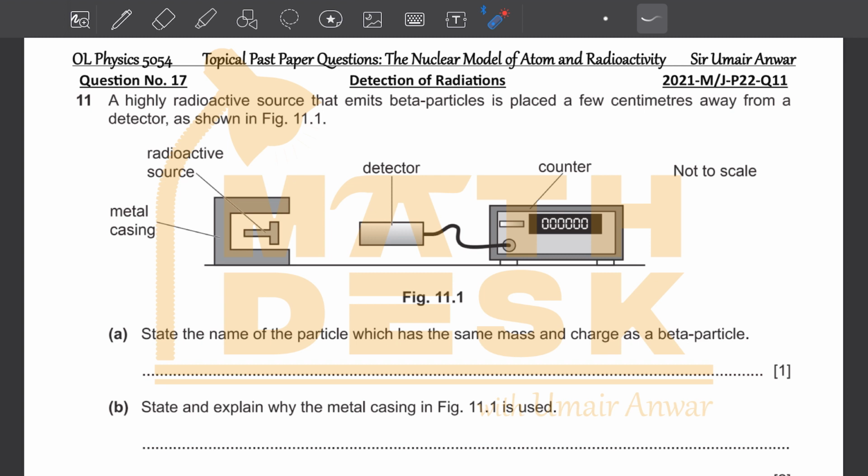The question says a highly radioactive source that emits beta particles is placed a few centimeters away from a detector. So this is the radioactive source present inside a metal casing, and this radioactive source is emitting beta particles, and a detector is placed in front of it, which is obviously connected to a counter to show the count rate of the radiations as shown in the figure 11.1.